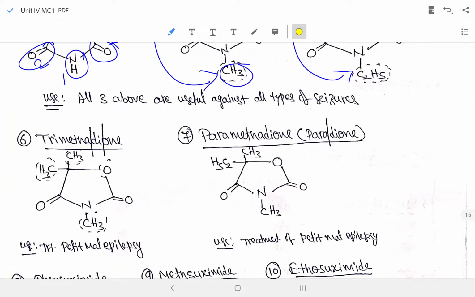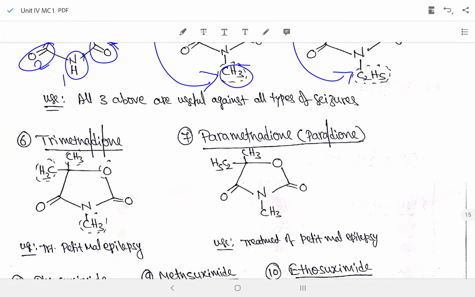Fine. Next we see trimethadione and paramethadione. These two come under oxazolidinediones. Oxazolidine, I earlier told you the general structure. That is oxygen.